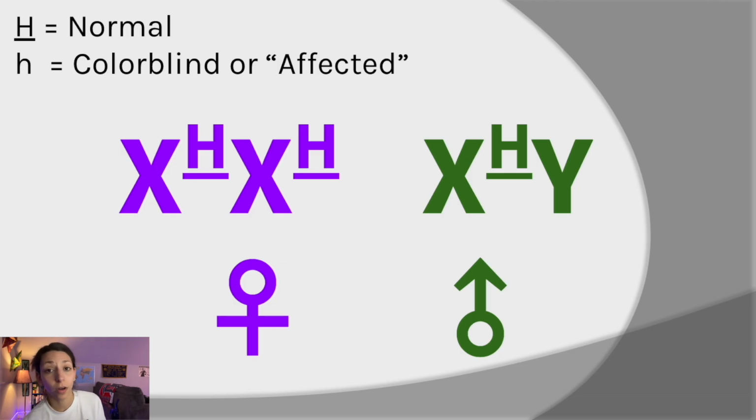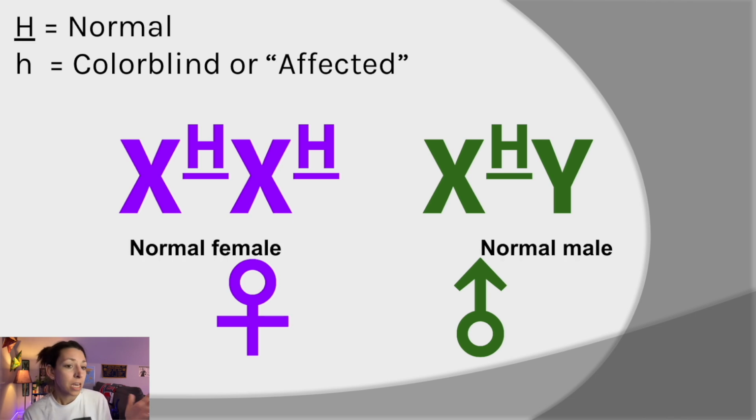So the allele for normal vision is dominant, and the allele for color blindness, or someone who is affected with this color blindness trait, is recessive. So we'll show that with a little h. Here we show 2 normal individuals. Neither of them carry any of the genes for color blindness.